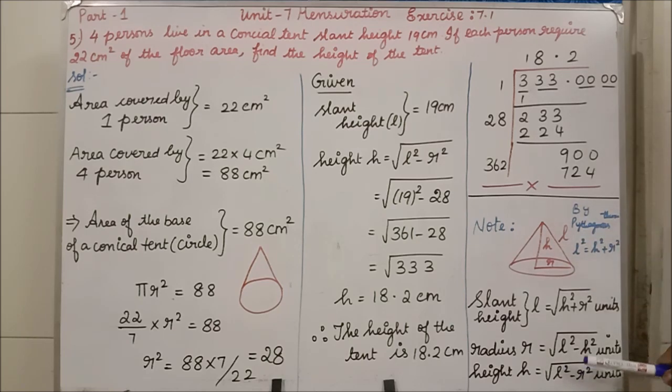So H equals the square root of L square minus r square. H alone you need means put the square root. Like that, we have derived the four formulas. Clear, all of you? Now we'll see the fifth question.